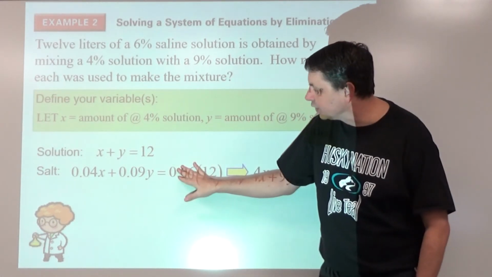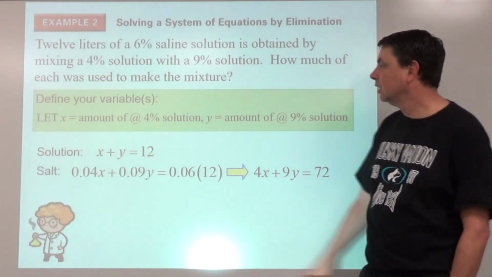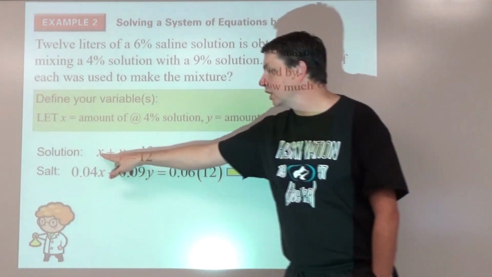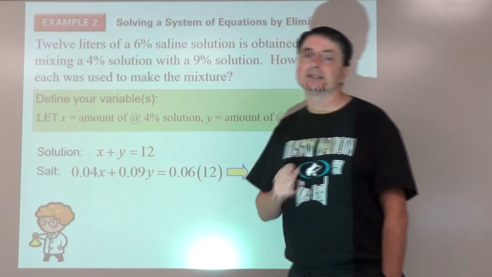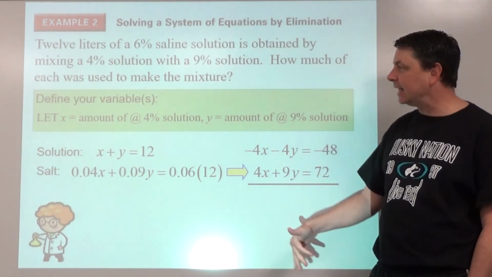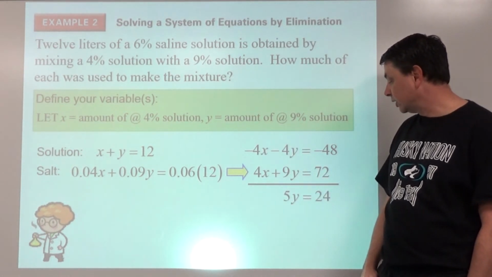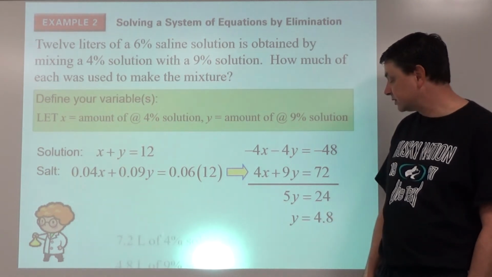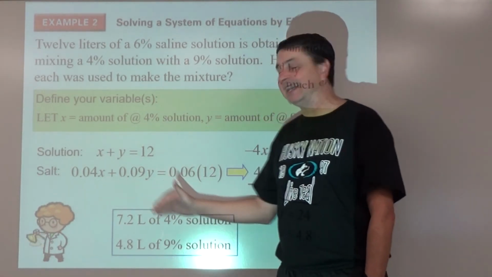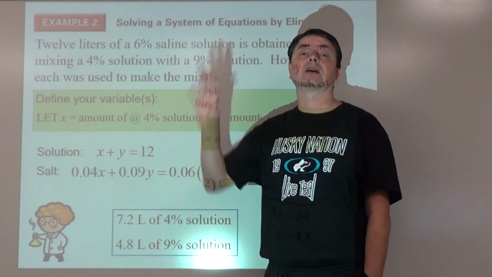So if we evaluate here, and then again decimal bust, we're going to get 4x plus 9y is equal to 72. X plus y is equal to 12. If I wanted to eliminate x's, I would want to turn this into negative 4x. I could multiply the entire equation by negative 4. Now we add, and here's why it's called the elimination method. X's are eliminated. We get 5y is equal to 24. So y is 4.8 liters. That means there's 7.2 liters of the 4%. So again, don't go back to answering in terms of x's and y's. Be very specific, connected to the problem.